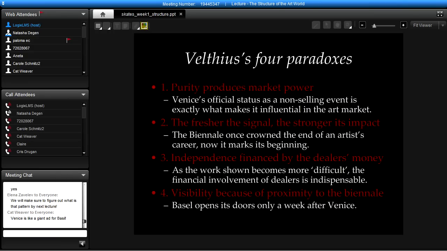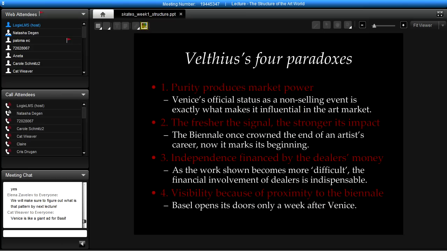Typically, they're held very, very close to each other. They're in relatively close geographical proximity, and they're also held usually within a week or two of each other. This year, I think within two weeks of each other, both in June. And he identifies four paradoxes about the Venice Biennale. First of all, purity produces market power.